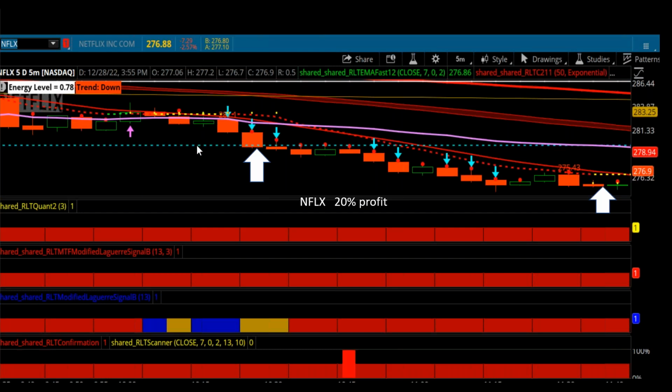Right here is a Netflix trade. I know I'm showing you a lot of these, but I want you to see how I'm finding these trades. These obviously took me a while to find, but here's a Netflix trade. You see how it's coming along the VWAP right here. Everything's bearish. We're getting a little bit of mixed colors here, but then right here I get a pop out of the box signal to the downside, and that's where I get in.